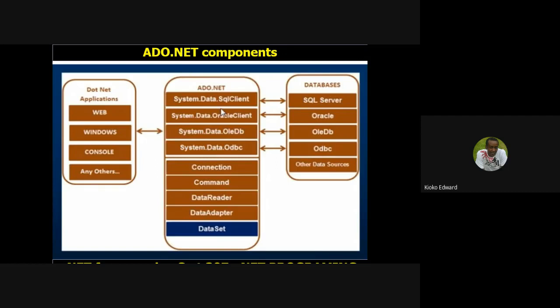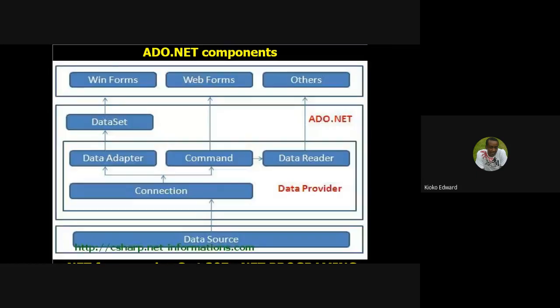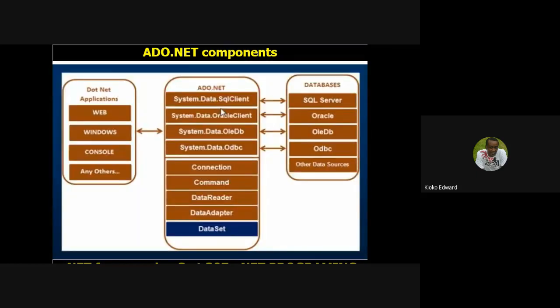You could also be connecting your application to a certain data source we call Oracle. So if, let's say, you have an Oracle database, then the .NET framework can also support that. Your database could also be OLE DB, for example, something like Microsoft Access. So if you want to connect your .NET application with a database like Access, which uses a driver we call OLE DB, then that one will also be supported by the ADO.NET framework.